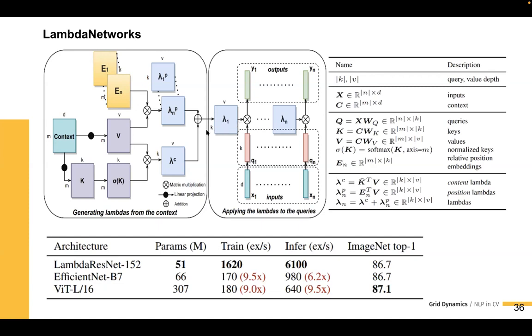And you can see we have n lambdas, and we have n inputs from our image. And now this lambda matrix is applied to each of our queries. So it is a different approach than the standard attention mechanism. And what did they get here? You can see the inference time, the economy of parameters. It is less than EfficientNet, and the results are comparable here.